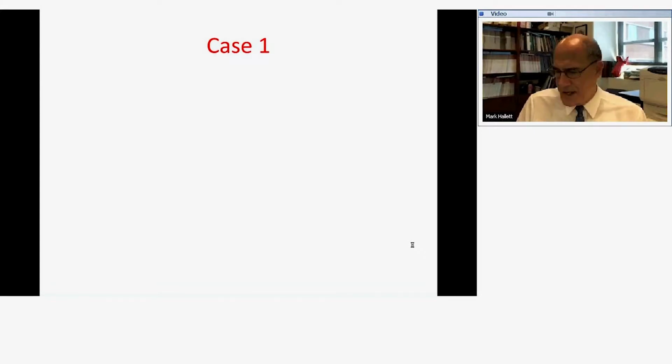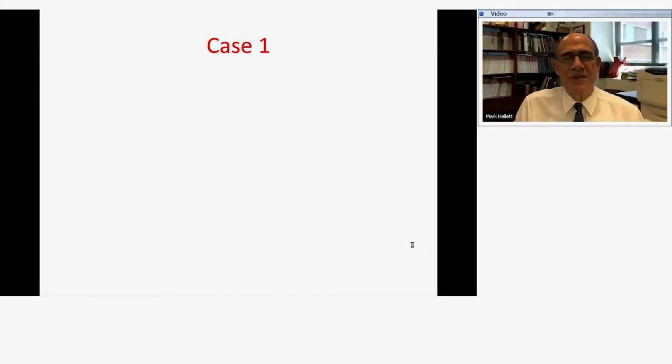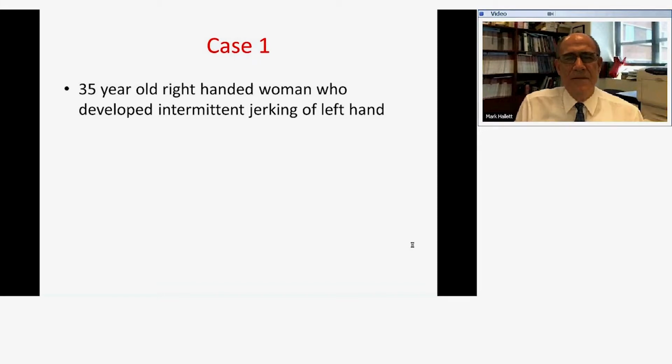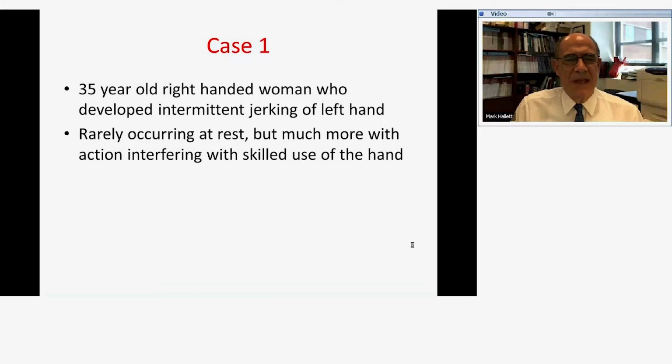So let me discuss a case of a possible patient that one might see, both as a clinical movement disorder doctor and then perhaps getting a referral to the clinical neurophysiology laboratory. So this is a 35-year-old right-handed woman who has developed intermittent jerking of her left hand. The jerking occurs rarely at rest, but much more with action, which interferes with the skilled use of her hand.